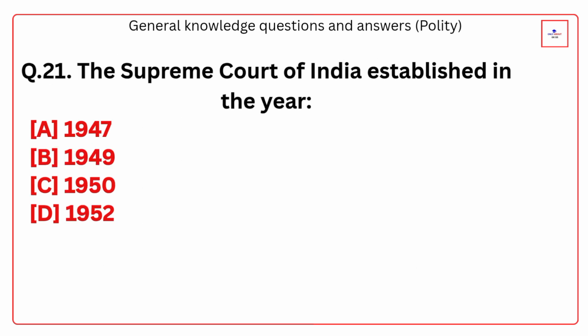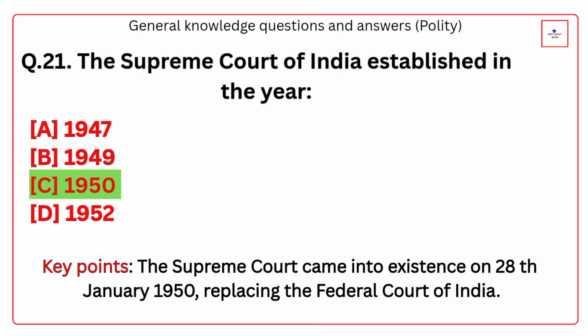The Supreme Court of India was established in the year. Correct answer is 1950. The Supreme Court came into existence on 28 January 1950, replacing the Federal Court of India.